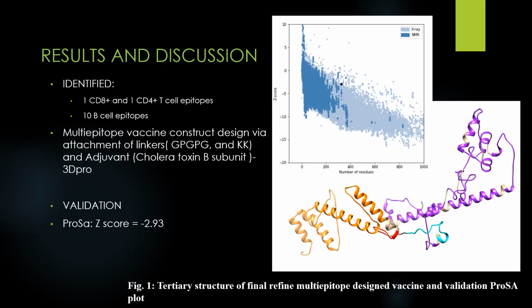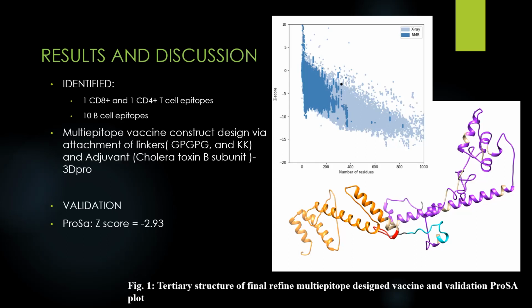We were able to identify 2 T cell epitopes and 10 B cell epitopes, which were joined together using GPGP and KK linkers to form a multi-epitope vaccine construct as seen in Figure 1. A cholera toxin B antigen was also attached to our construct in order to enhance its immunogenicity.